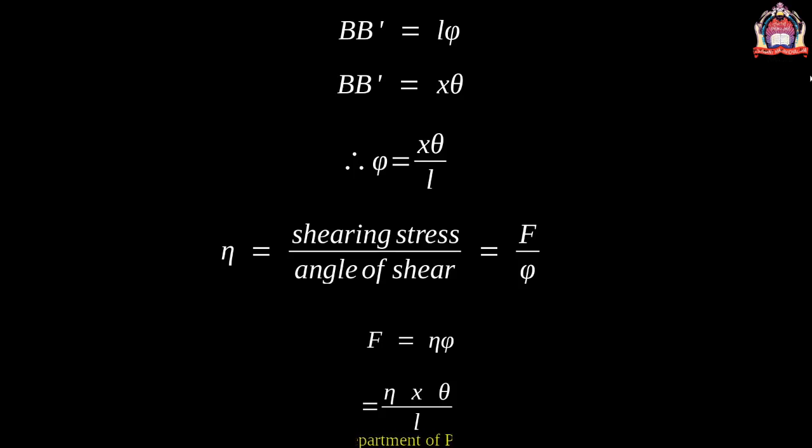Now the face of this hollow cylinder is what? 2 pi x dx, where x is the radius and dx is the thickness of that hollow cylinder. So the face area of this hollow cylinder is 2 pi x dx. And hence the total shearing force on this area is 2 pi x dx into n x theta by L. So 2 pi n theta by L x square dx.